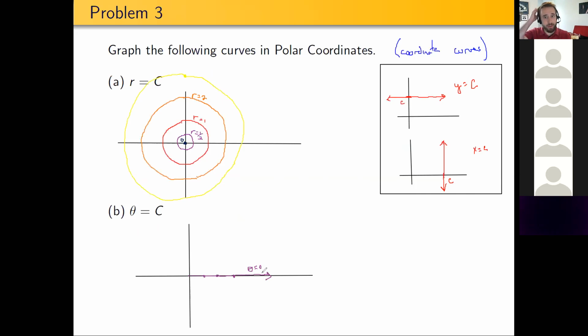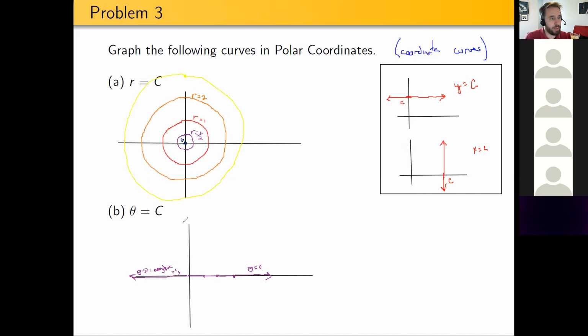Now, there's an interesting question. Do I want to allow for negative r values? I think if I do, then this would include the negative x direction as well. So that's theta equals 0, but negative r values.